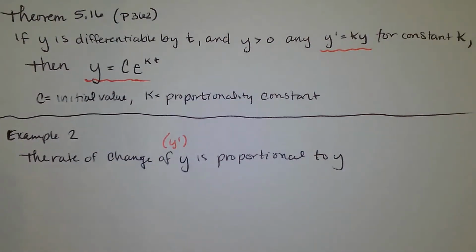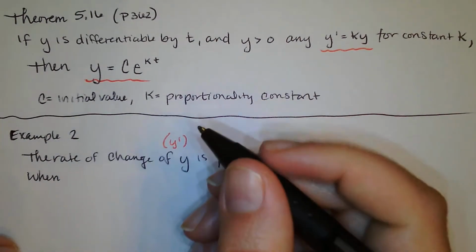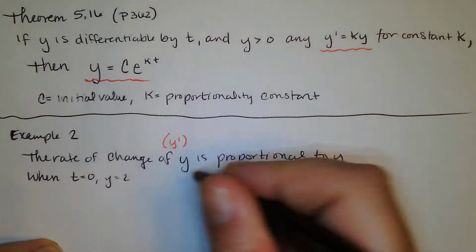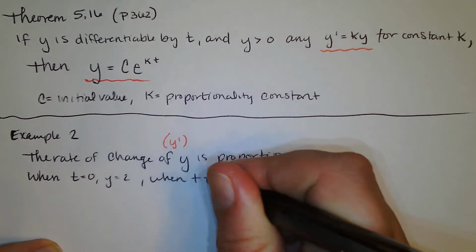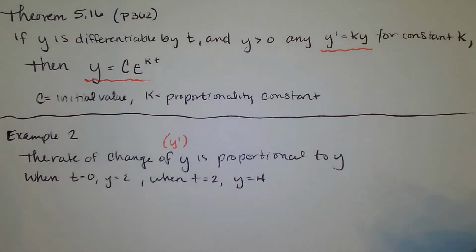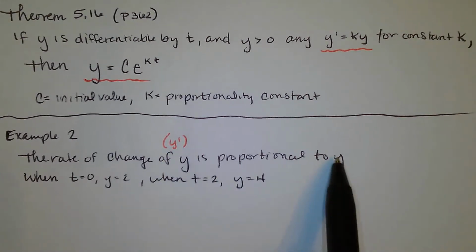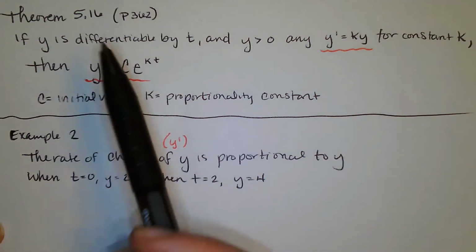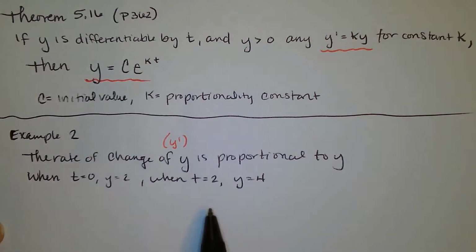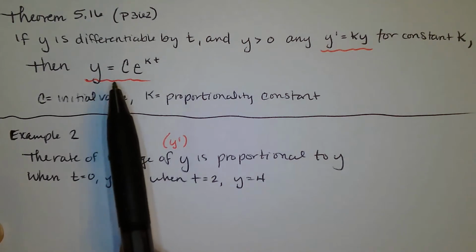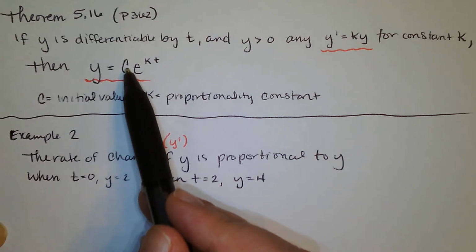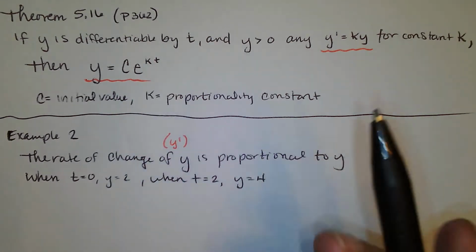All right. The next thing that is given to us are some initial conditions. When t equals 0, y equals 2. And when t equals 2, y equals 4. So we are given some initial values here. As soon as we know that y prime and y are proportional, so it fits this model, we can plug in these values to get two different forms of this equation. That'll allow us to solve for k, because k is the value we're missing. Well, c and k. C and k are both constants. They need to be found.